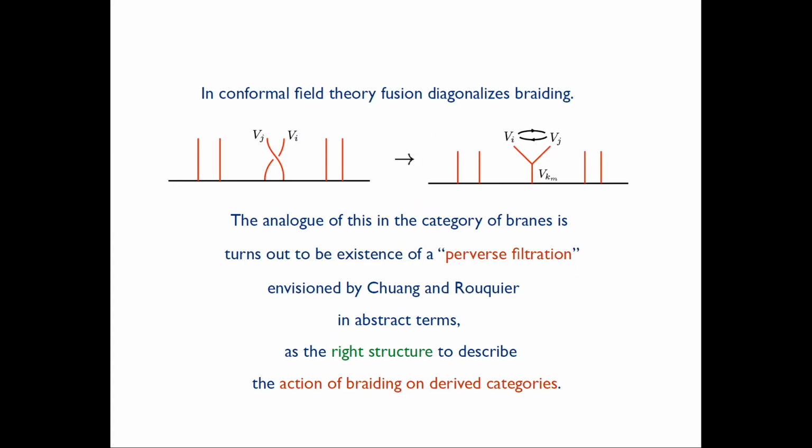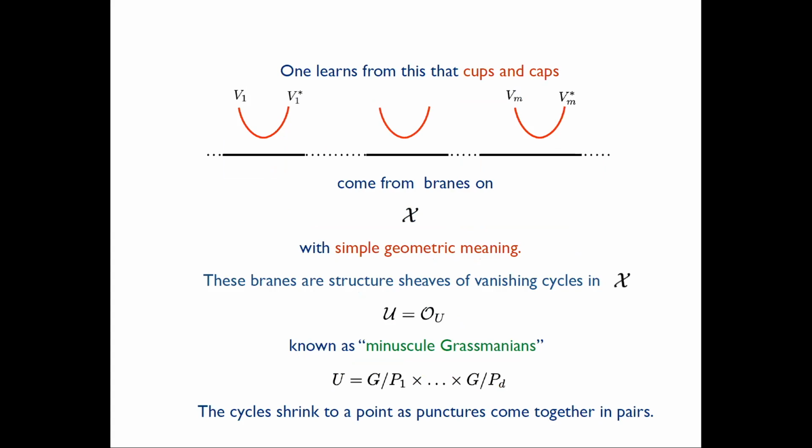In conformal field theory, as discovered by Moore and Seiberg, fusion is diagonal in the grading. The analog of this in the category of branes turns out to be that you can't quite diagonalize the action of the braiding on the category of branes, because braiding tends to mix them up, even in a simple example. So the next best thing is some structure on the category, written by mathematicians in abstract terms as a filtration, to describe the action of braiding in this category. And you learn from this that the caps and cups come from branes that have a very simple geometric meaning: they are simply vanishing cycles, which vanish as the brane pair comes together.